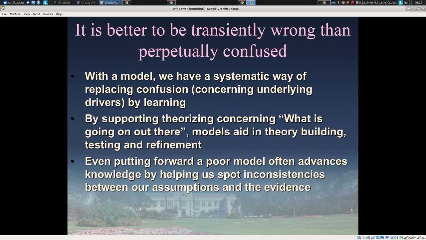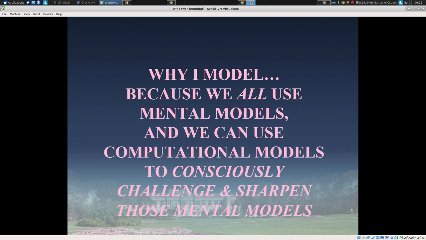So with a model, we have this systematic way of replacing confusion about what's going on in the world, underlying drivers for a system in the world, by learning. We can take two steps forward by allowing us to more quickly recognize when our thinking about the world, however cherished, just doesn't add up to the evidence. And it lets us support theorizing about what's going on out there in the underlying system that can aid in theory building. And we'll talk about different uses of the models in the model conceptualization.